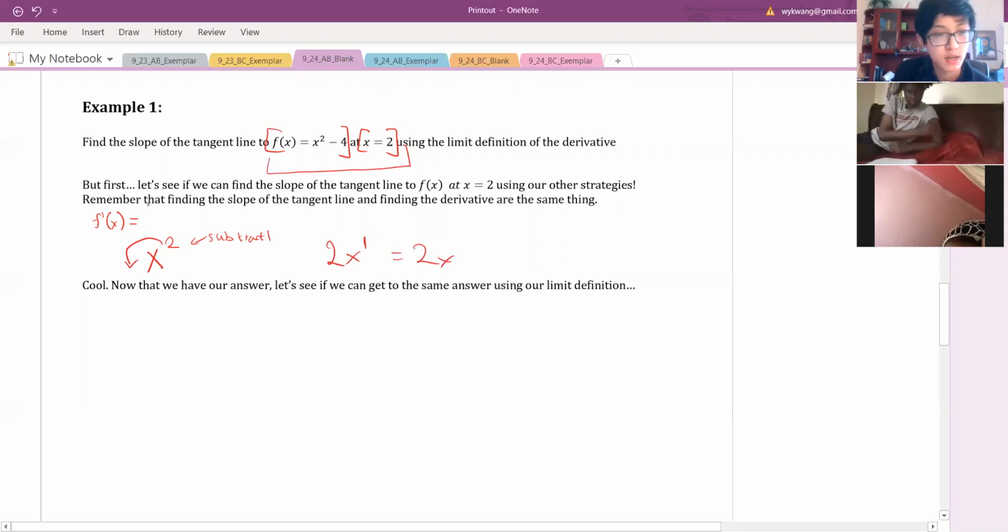So using power rule, f prime of x is equal to 2x, and then we're using power rule on -4. Well, we all know that the derivative of any number is always 0, so it's going to be -0, so it's just 2x. So our derivative is f prime of x equals 2x. And then if we plug in 2, f prime of 2 is 2 times 2, which is equal to 4. So our answer is 4, if we just find the derivative.